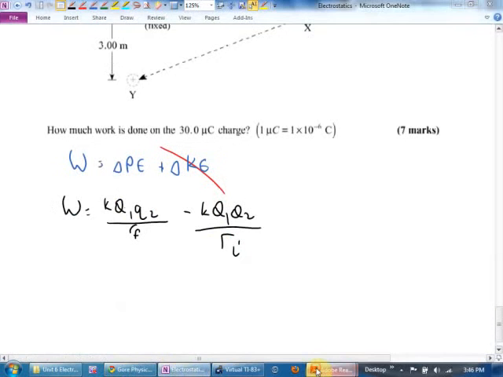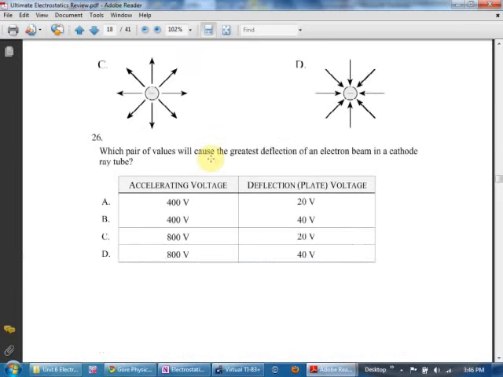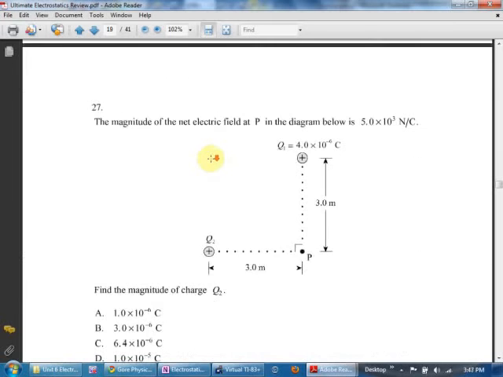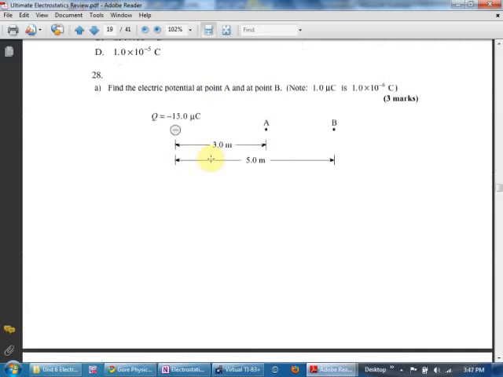Let's continue a little bit. What's another word for electric potential? So, how am I going to do that? Oh, kQ1 over R. And kQ1 over 3, that's for part of it, and kQ1 over 5.